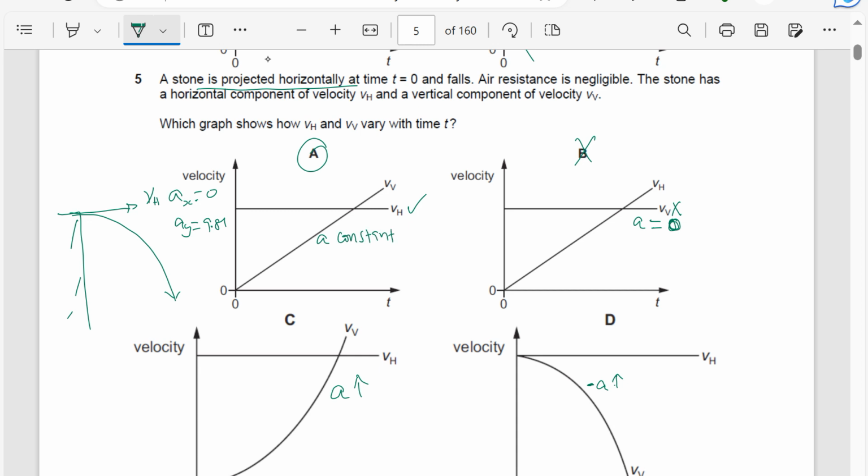Since air resistance is negligible, acceleration is going to be constant for a falling body, and it will be 9.81. And it is not 0. That's why B was wrong. So the answer is going to be A.